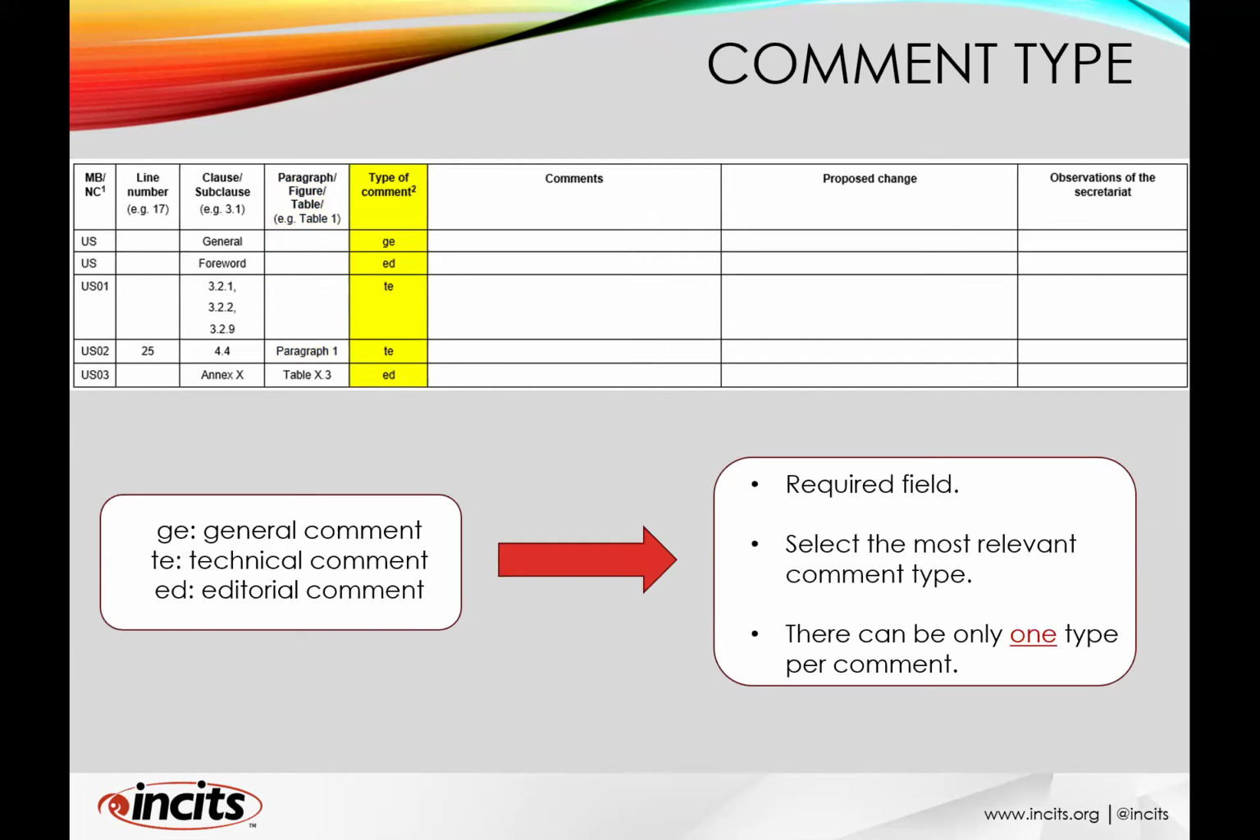There is GE for general. Use this type for broad feedback that doesn't pertain to a specific technical or editorial element. Then next we have TE for technical. This applies to content that impacts the technical accuracy, feasibility, or validity of the document. And lastly, there is ED for editorial. This addresses grammar, punctuation, formatting, or readability without altering the technical meaning.